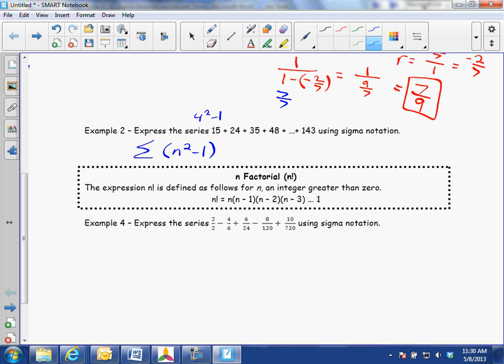Okay, then we have to figure out what we put in for n to get to 15. We just said 4. So n is equal to 4 goes on the bottom.